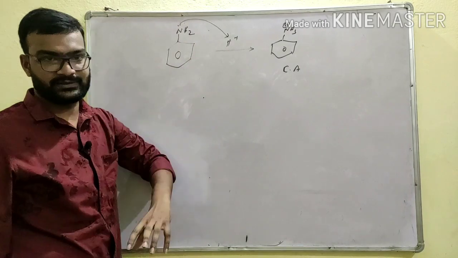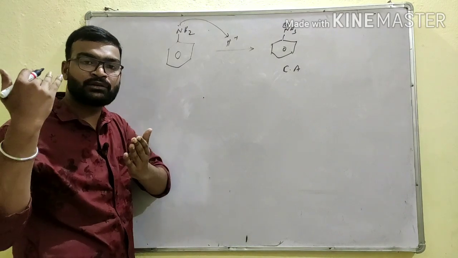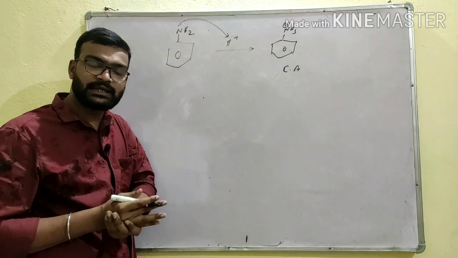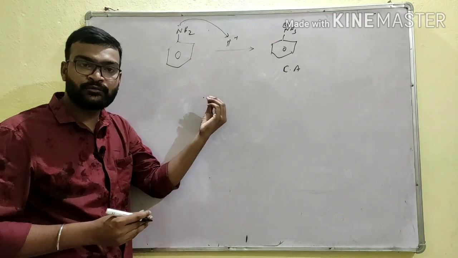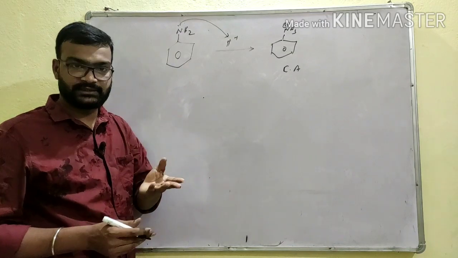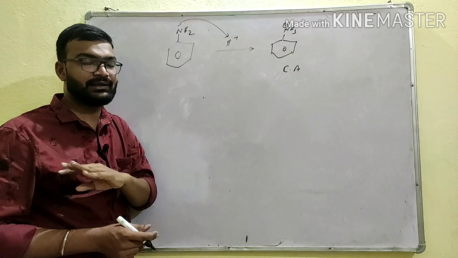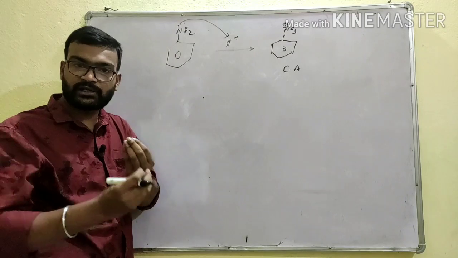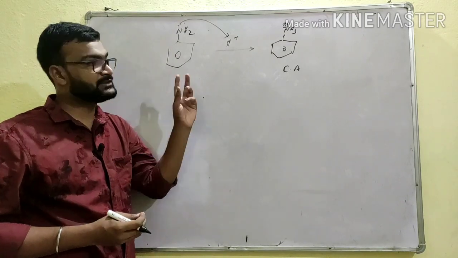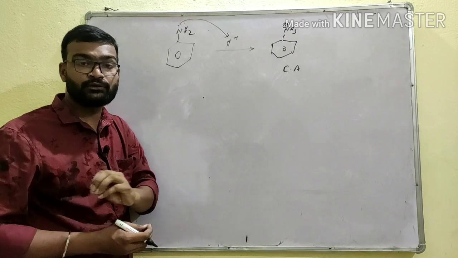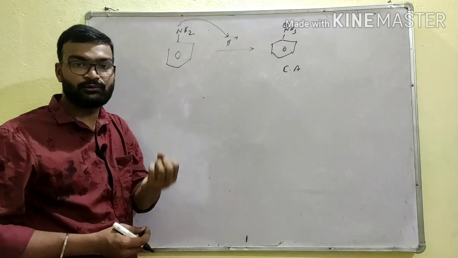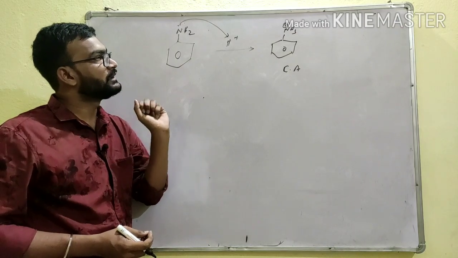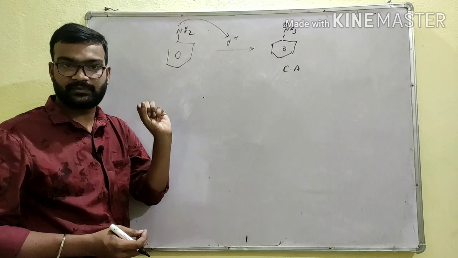So for any base, if you have an electron withdrawing substituent attached to that base, it will be less basic, and if you have an electron donating group attached to that base, it will be more basic. That is opposite to the acid. If you have an acid and put an electron withdrawing group, it will be more acidic. If you put an electron donating group, it will be less acidic. But in the case of a base, if you put an electron donating group, it will be more basic, and if you put an electron withdrawing group, it will be less basic. Okay, so this is the acid-base concept, right?